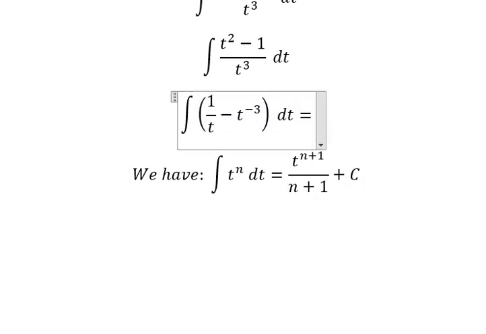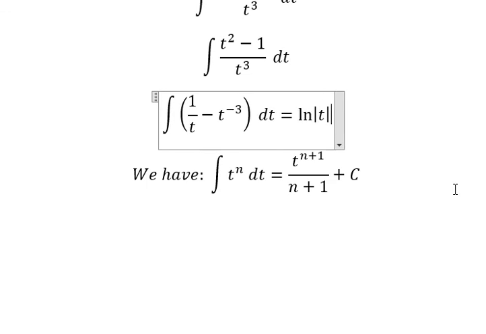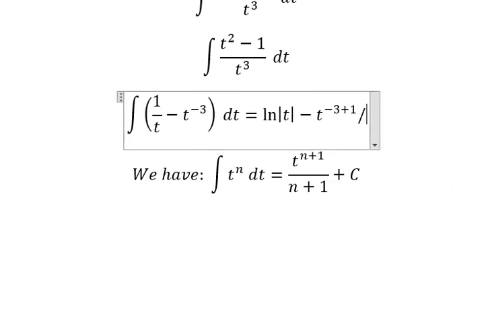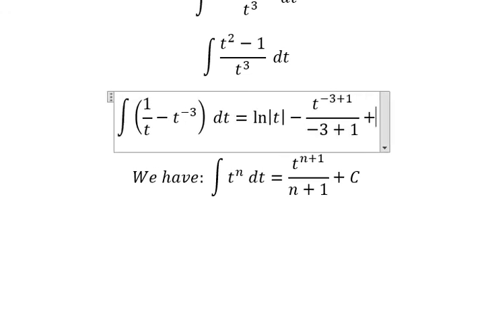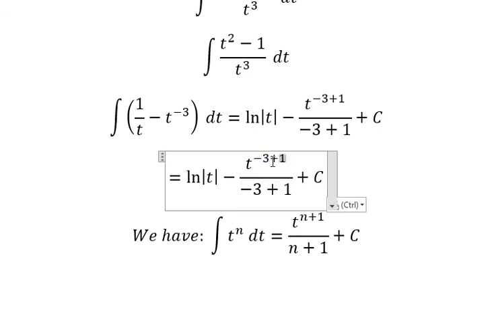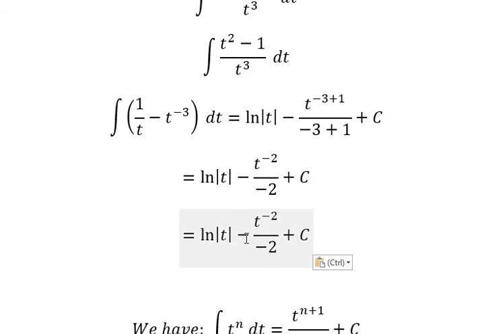And now we have the final answer. The integration of 1 over t is ln of the absolute value of t. The next one is negative 3 plus 1 over negative 3 plus 1, and I will put plus c. This one we have negative 2, negative 2. Negative, negative, we simplify.